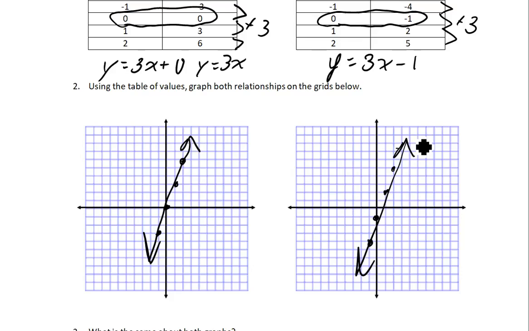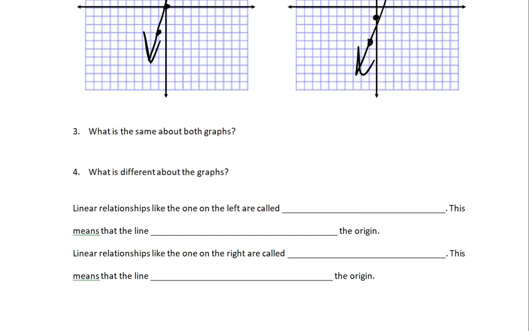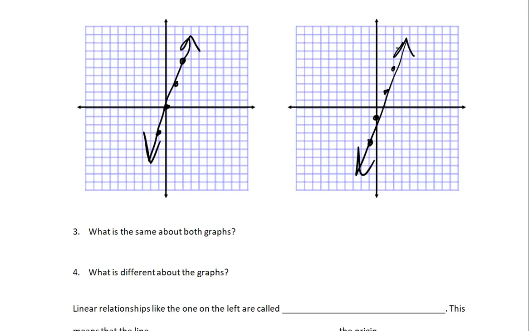So now we have to look at what is the same about both of these lines. So both of these lines, and this is going to be hard, I can't quite show that. So you'll notice that they're both going up to the right. So they both have the same direction. We always read from left to right. You'll also notice that they're both going up by 3, which means they have the same steepness. And you'll notice that they're both linear.